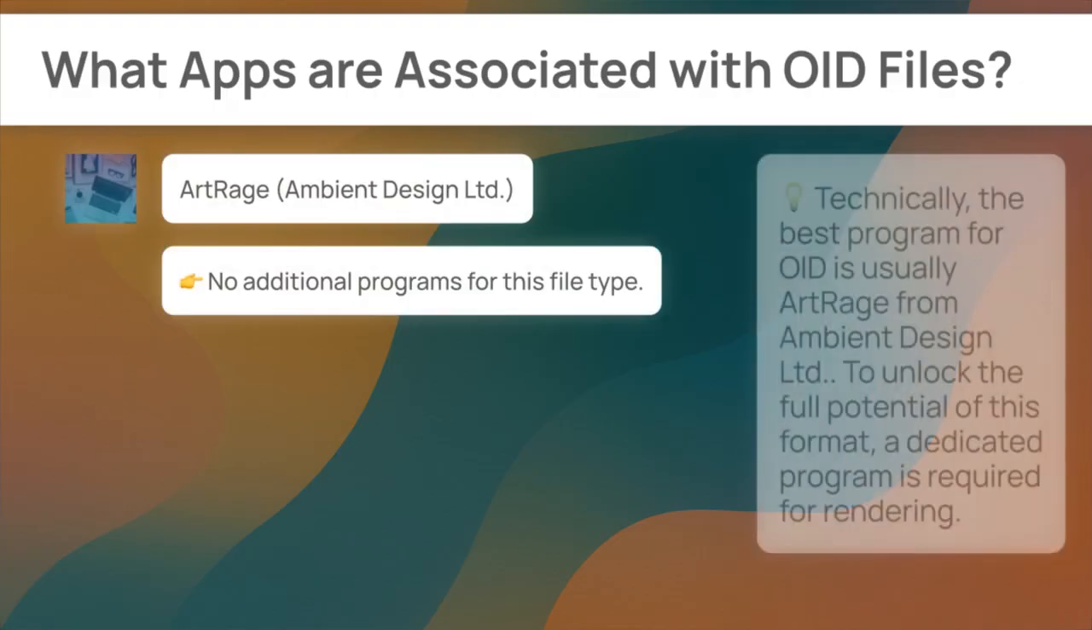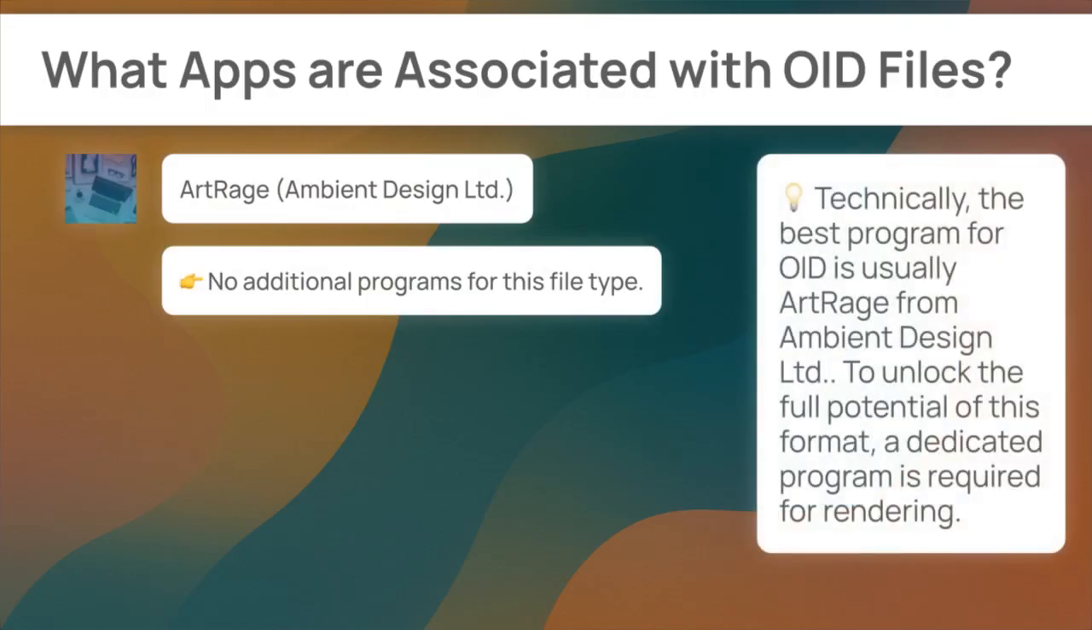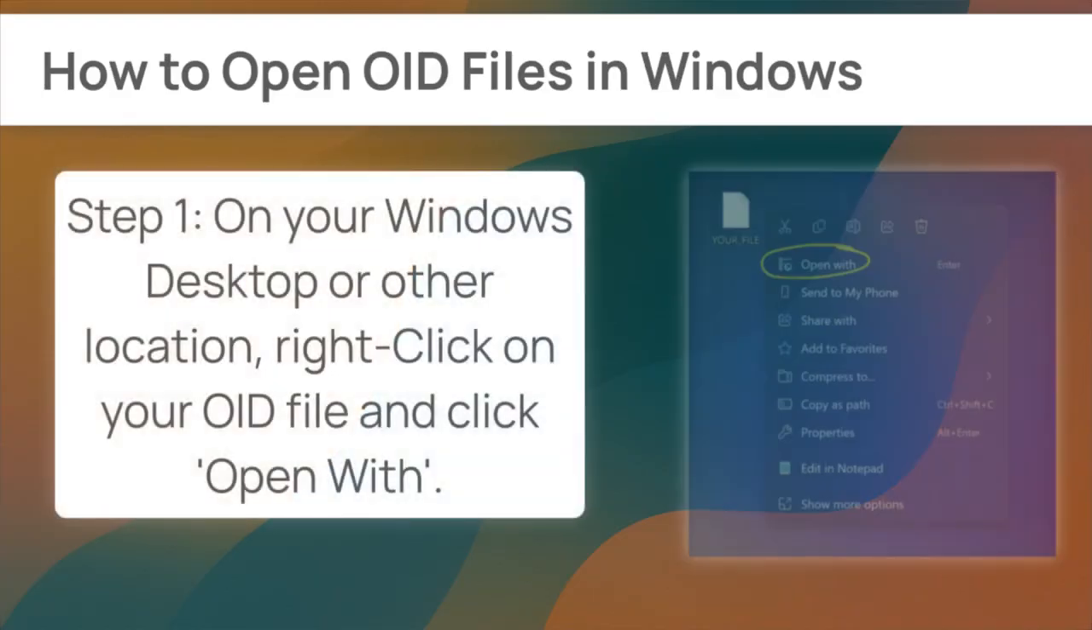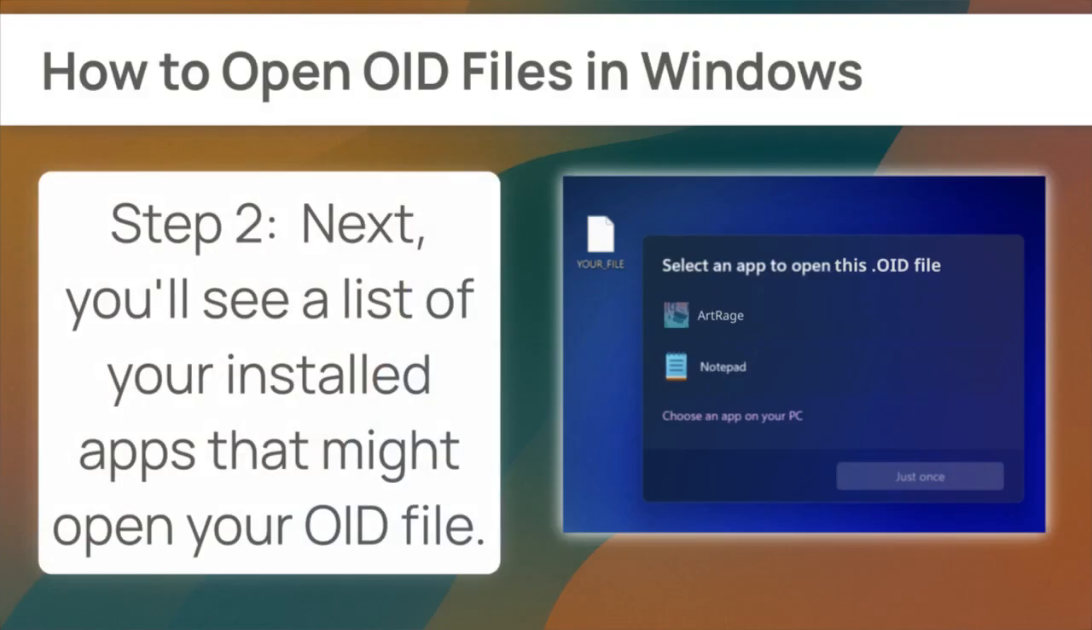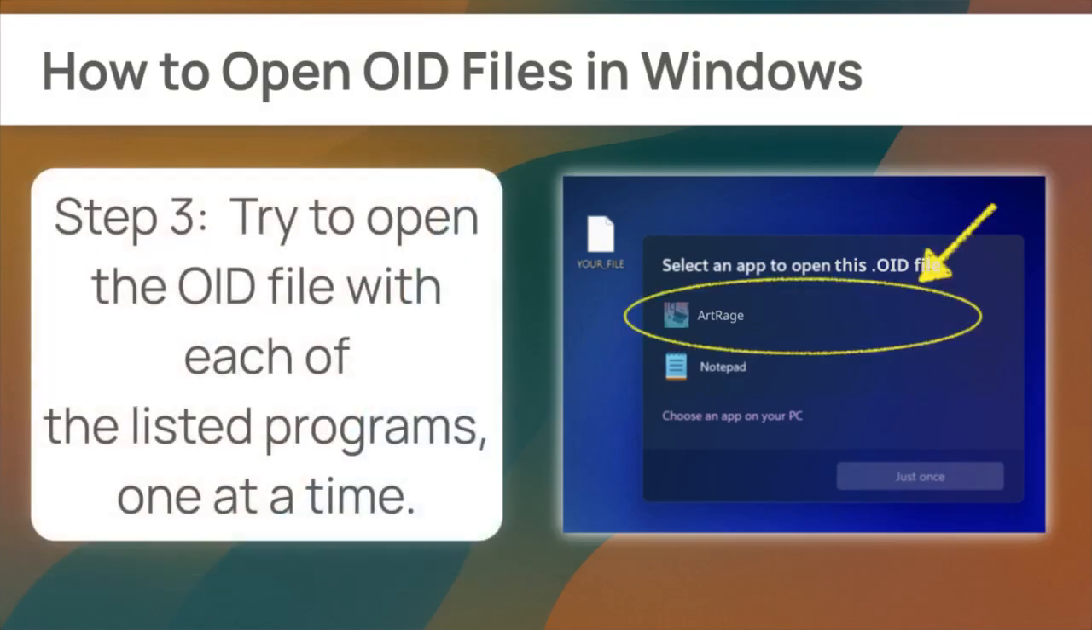To unlock the full potential of this format, a dedicated program is required for rendering. Windows exposes the file's contents, yet modifications must be done with care to avoid misconfiguration. We are performing a vital check of your system's software. Right-click your OID file and choose Open With. Test with ArtRage first. If it's missing, select another program. The fix is often a simple compatibility swap.